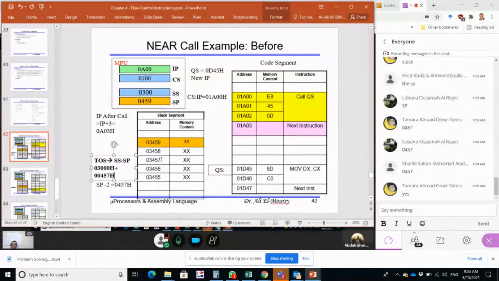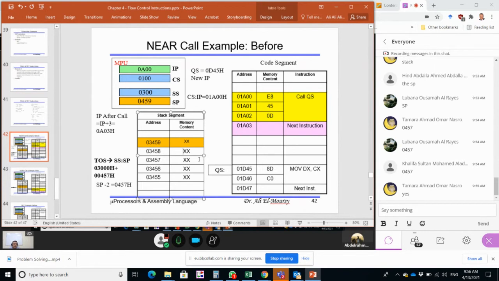Where are the two locations to be populated by the IP that we calculated above? Those two locations, the physical locations 75430 and 85430, are now to carry the new IP after the call, the pushed IP. Right? In which order? In the little endian order.